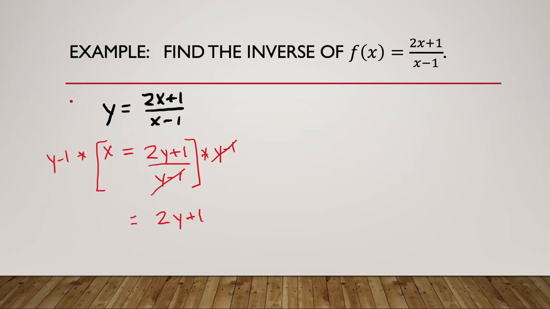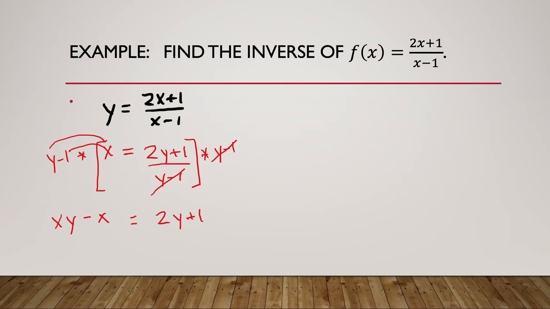On the left side, I'm going to distribute as I write this down. So I'm going to multiply that x times that y. And then I'm going to multiply that x times that negative 1, which will be a negative x. Okay, so we now have the fraction taken care of.